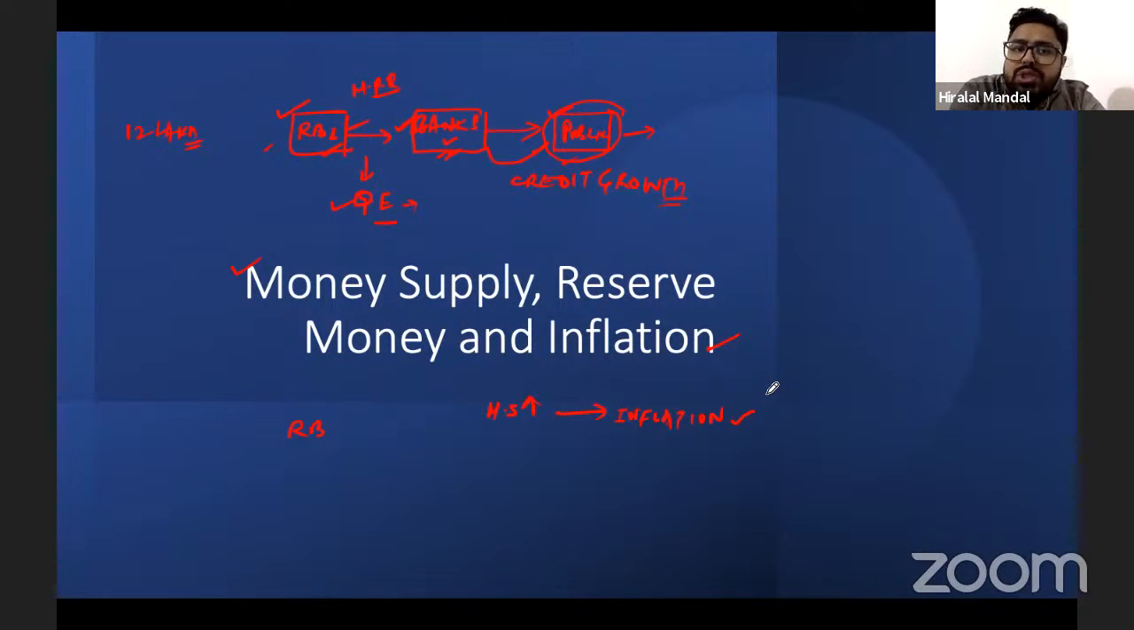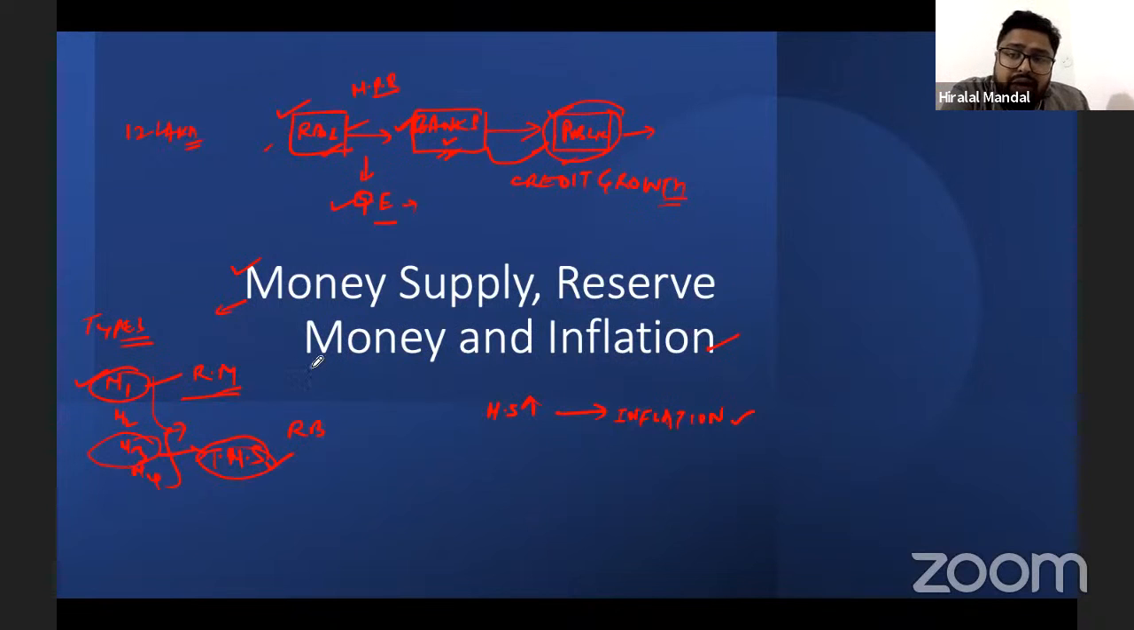That's why we have chosen the topic of reserve money, money supply, and inflation. You must have covered that there are types of money in the system in the Indian economy or any system. You must have heard about the M1, M2, M3, and M4 concept. We'll revisit this concept. M1 is known as reserve money, whereas M3 in India is the total money supply in the market. So here we will try to understand the relationship between M1, M3, and inflation.